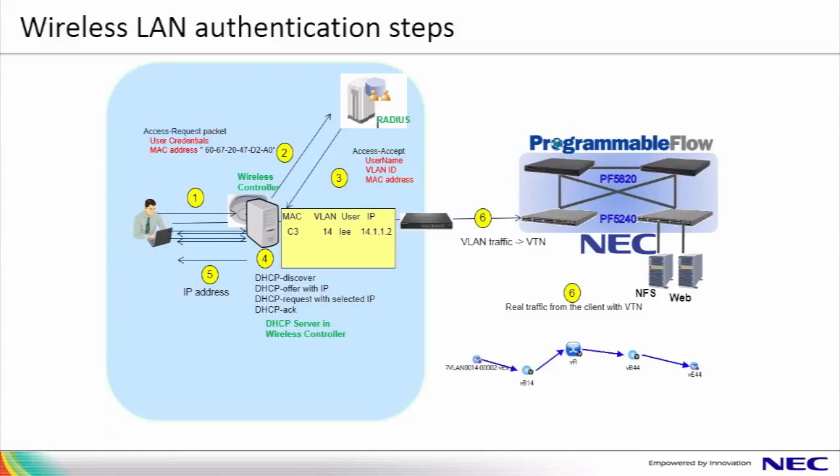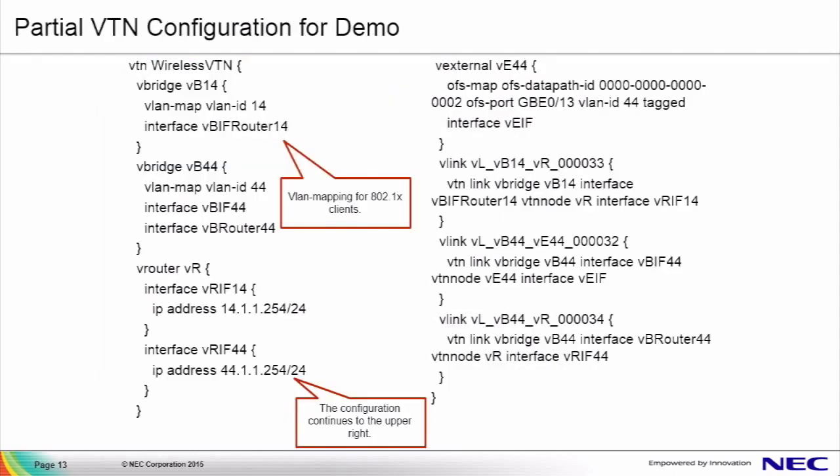Using the VLAN mapping technique, the user is admitted into the appropriate virtual tenant network. Next, we'll show you the programmable flow controller configuration used in this scenario as well as in the upcoming demo. Here we're showing the VTN configuration for a wireless scenario.